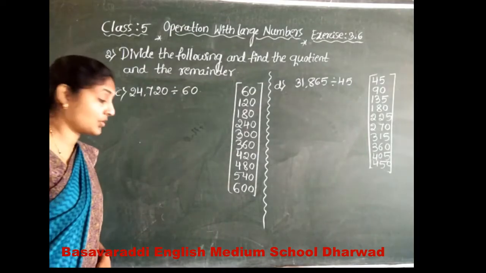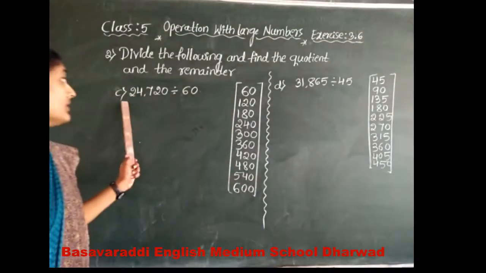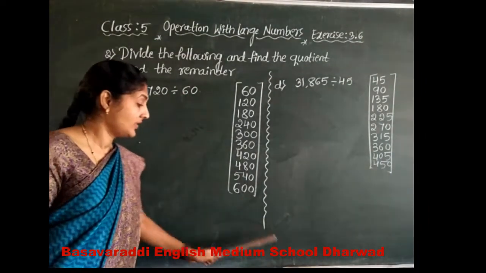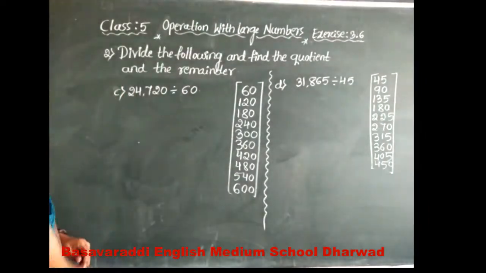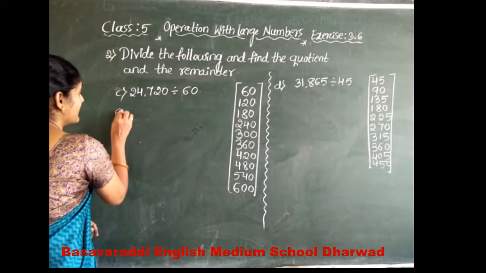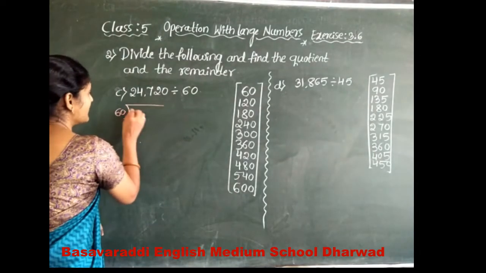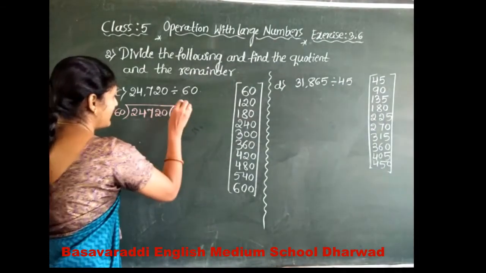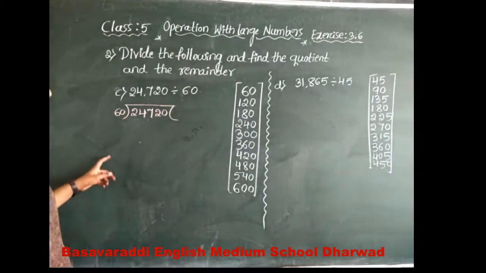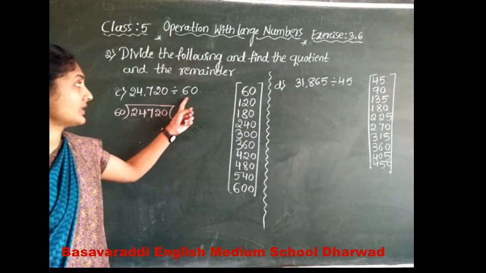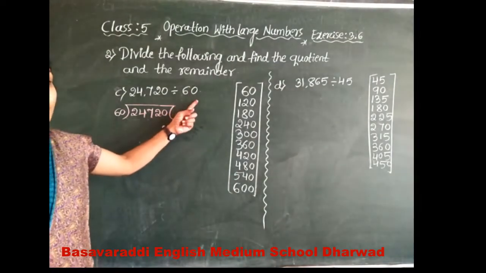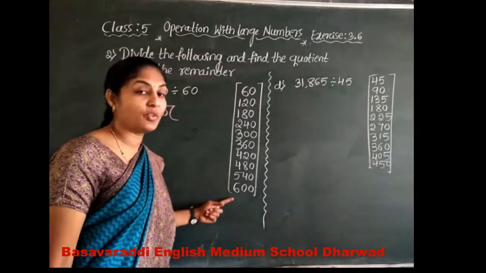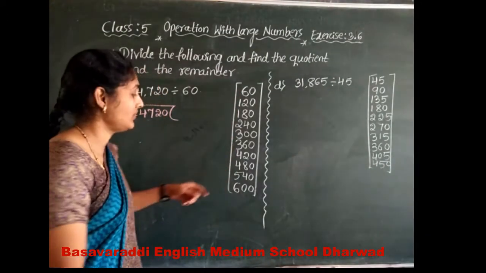Yes, the C question is 24,720 divisible by 60. Let's write: 60 is the divisor and 24,720 is the dividend. Look here, the divisor is 60. So I did the 60 table here with the help of multiplication. How to do it? I will show.